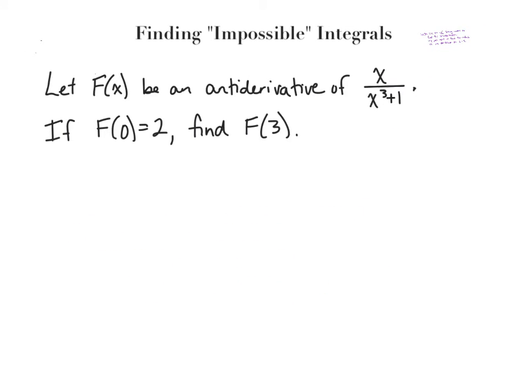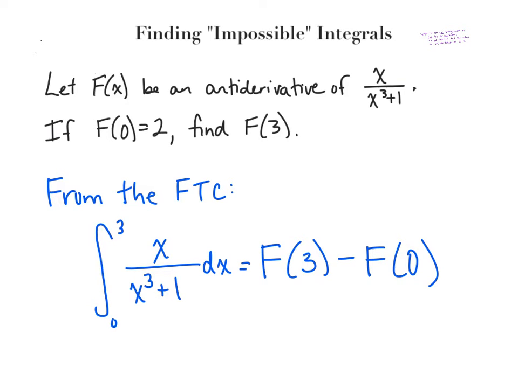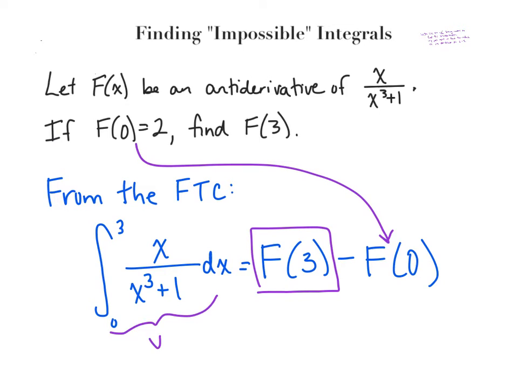Okay, let's try this. From the fundamental theorem of calculus, part 2, the applicable part, we know that the integral from 0 to 3 of x over x cubed plus 1 with respect to x is f of 3 minus f of 0, the antiderivatives. Well, what we need to find in this particular problem is f of 3. We know f of 0 is 2, and we can use our calculator to get a value for this expression. So let's try that.